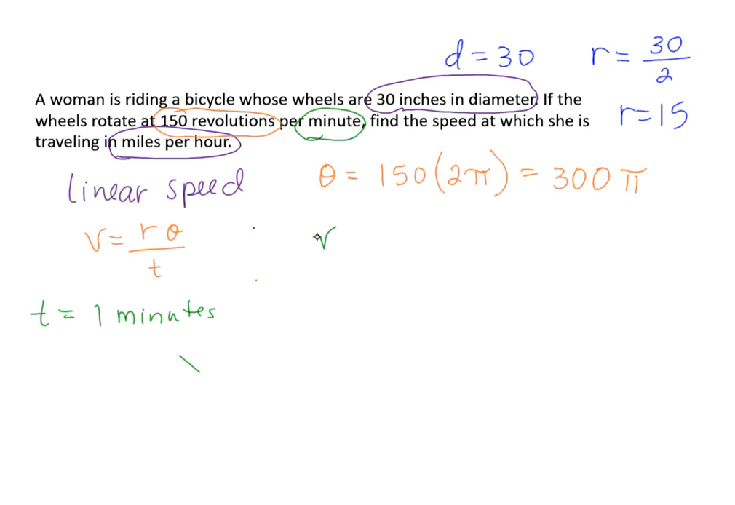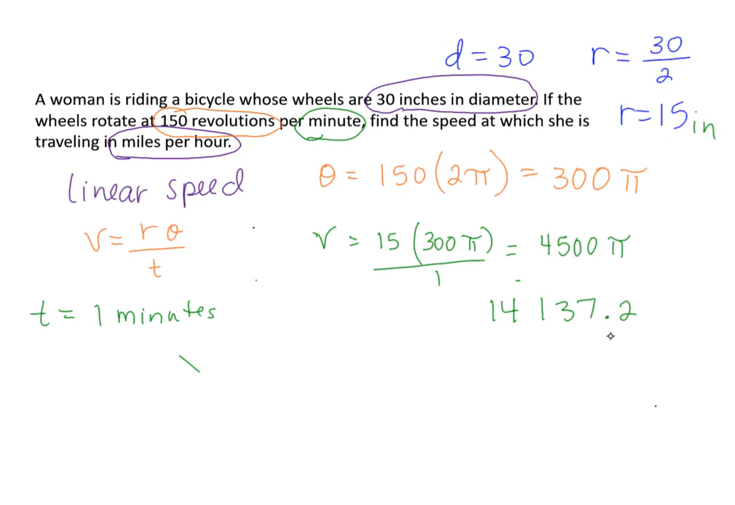All right, so linear speed, V, is R, 15, times theta, 300 pi, over 1 minute. Okay, it was 15 inches. So that becomes 4,500 pi. Okay, multiply, all right. 45, 2 zeros, 4,500 pi, which is about, hit the wrong key. I swear this calculator hates me. Everybody hates me. That's 14,137.2. Now that seems like a whole lot of inches per minute.